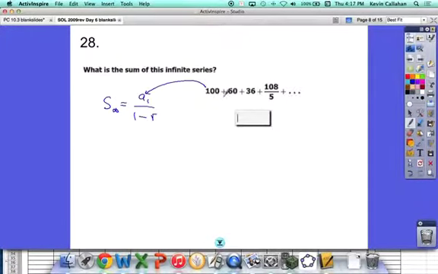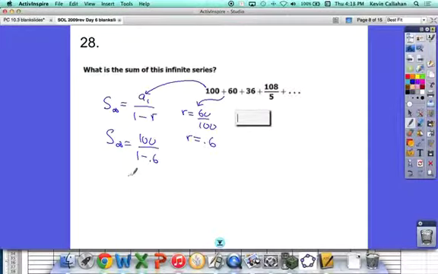I'm going to do R is 60 over 100. And I can simplify that. That is 0.6. So if I plug that in, 100 divided by 1 minus 0.6. I mean, that's easily put into the calculator. Now, you could also just put 60 over 100 for R. As long as you put it in parentheses, everything would work fine. But, I mean, at this point, it shouldn't be an issue about how to calculate it.